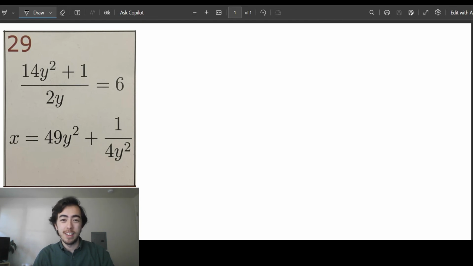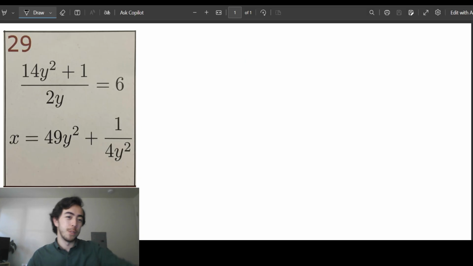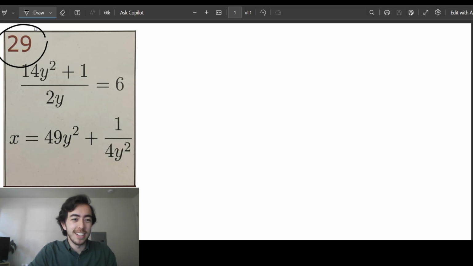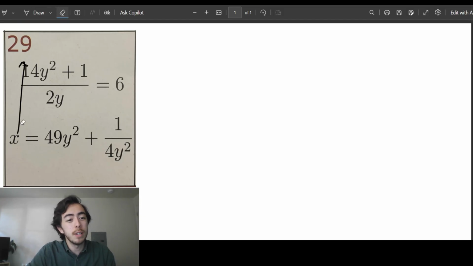Today's September 29th, and we're solving problem 272 from the Daily Epsilon calendar. And the answer today should be 29 because it matches today's date. So we have two equations here, and we need to solve for x, and x supposedly is equal to 29.